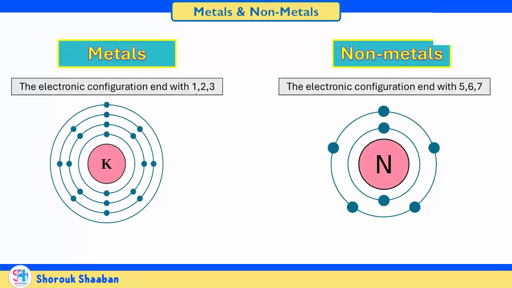So actually this is the first point in the difference between metal and non-metal: the electronic configuration of metal ends with 1 or 2 or 3 electrons. Like here in potassium, just care about the last one. I don't care about the first level or this one or this one, just the outermost one. How many electrons here? Only 1. So you are metal. Non-metal, the electronic configuration ends with 5 or 6 or 7. So look here for nitrogen. I don't care about this level. I just care about the last one, the outer one. So how many electrons here? 1, 2, 3, 4, 5. So of course you are non-metal. This is the first point.